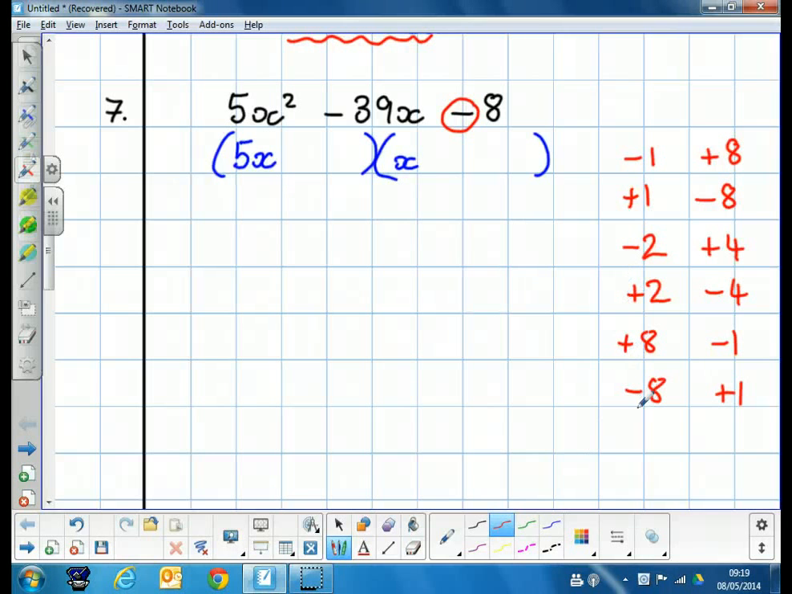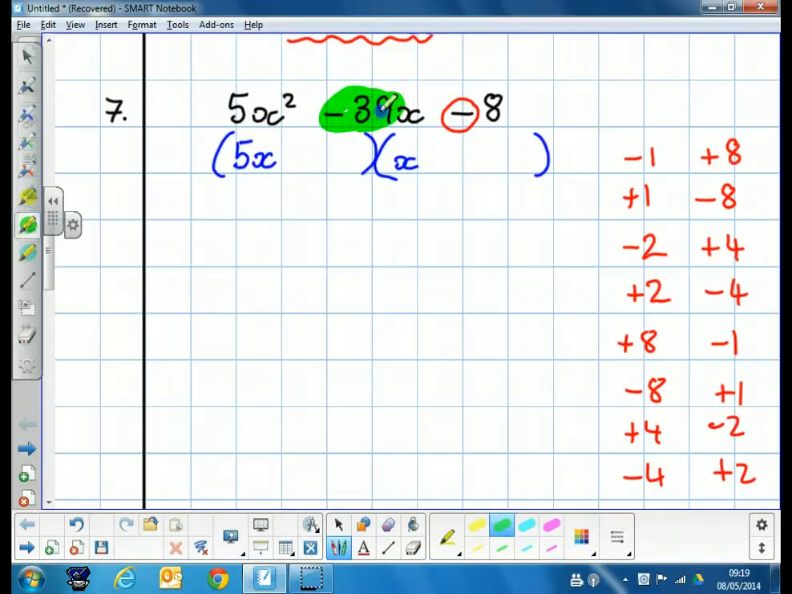Or, of course, I could have plus 4, minus 2, minus 4, plus 2. Now, look, in the exam conditions, you've got 8 different possibilities there. It's going to take forever. So let's box clever. We want the middle term to be minus 39. So I need a biggish number here. Okay, 39 is close to 40, isn't it?